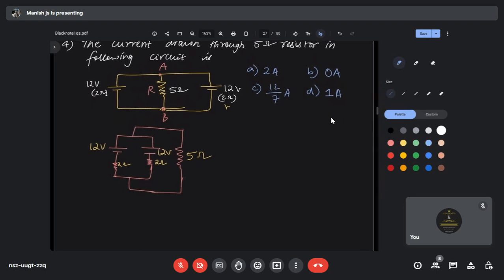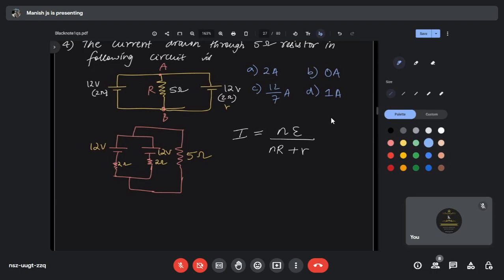Who can tell me what is the formula for two cells being in parallel? The effective current that is drawn by the cells. Any idea? For parallel grouping, I had given a direct formula. I is equal to n epsilon by nr plus r. Yes, I is equal to n into E, that is epsilon, divided by nr plus r.